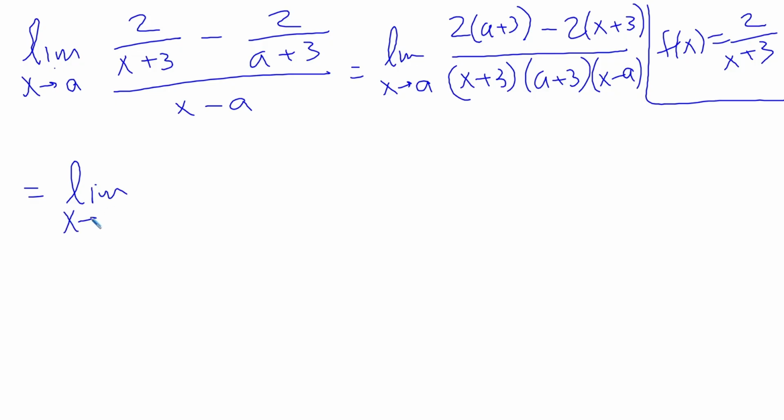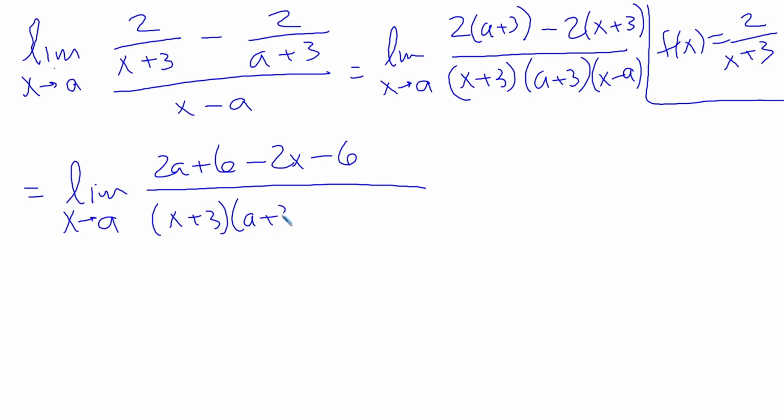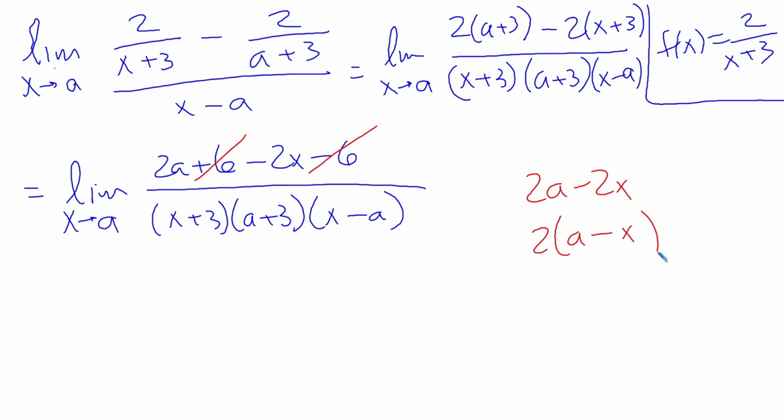So we'll have a limit as x approaches a of 2a plus 6 minus 2x, not plus 6, minus 6, because we're going to distribute that minus sign through, all over x plus 3, a plus 3, and x minus a. We can see that the 6 and the negative 6 will cancel. And if I have 2a minus 2x and factor a 2 out of it, that's 2 times a minus x. But a minus x doesn't cancel with anything, but x minus a would.